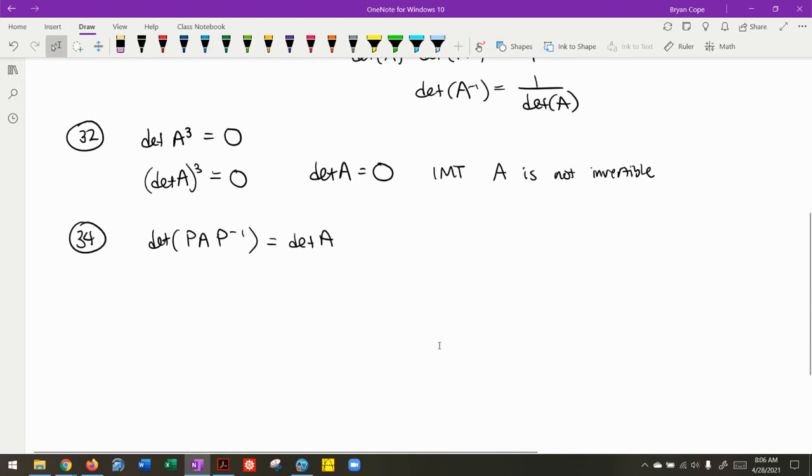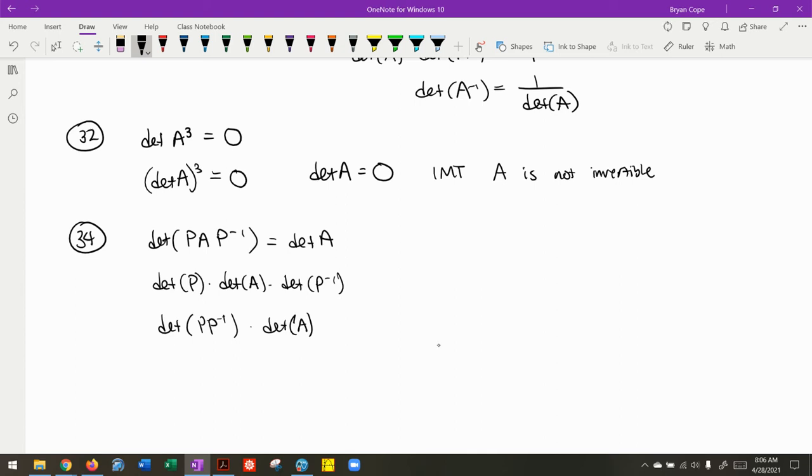So we're going to try and show this by starting with the same theorem as before. Det P times det A times det P inverse. Then we'll rearrange terms so that we can write this as det P inverse times det P times det A. And det P inverse times det P is the same as det I, since P is invertible. Det I is 1, and so we end up with det A, and we've proved it.